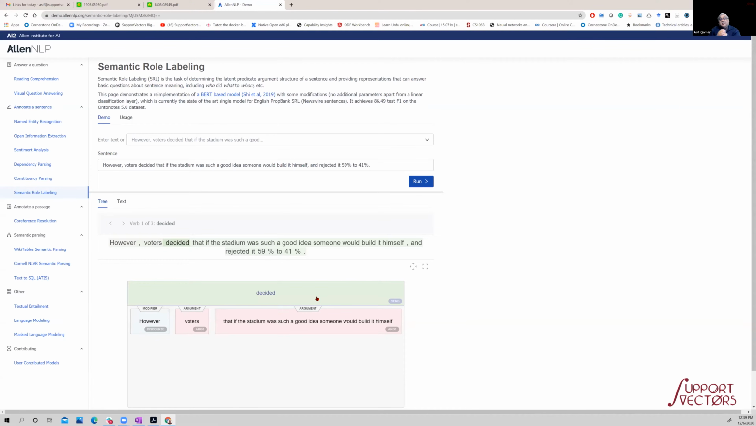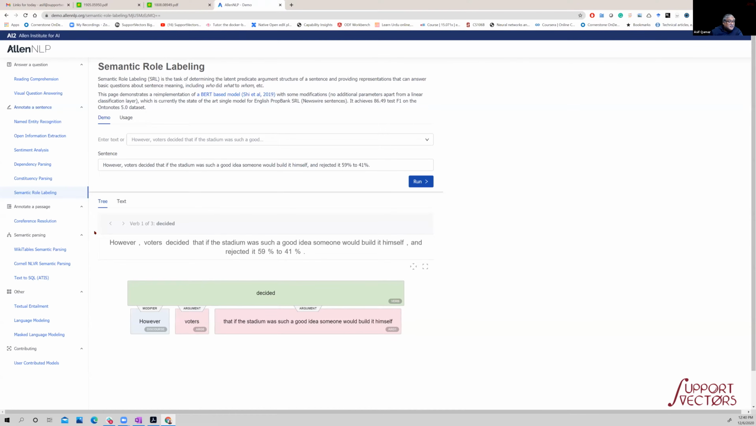And by the way, remember in spaCy NLP we used to say that at the root of a dependency parsing is, what is at the root of the dependency? Verb. Verb, exactly. And so you see that here again. However, it is a discourse word. Voters is your, if the stadium was such a good idea, someone would build it himself. So it picks up the meaning aspects from here.